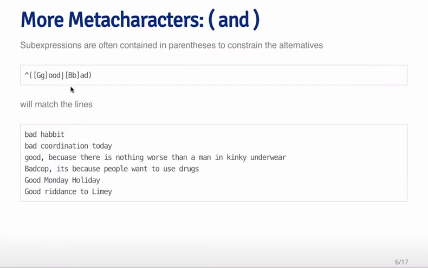An alternative is to include parentheses to constrain the alternatives. So here we're looking at the beginning of the line, and you have to have either good or bad, lowercase or uppercase, at the beginning of the line. In this case, we've now constrained it so that even if we're looking for bad, it has to be found at the beginning of the line.